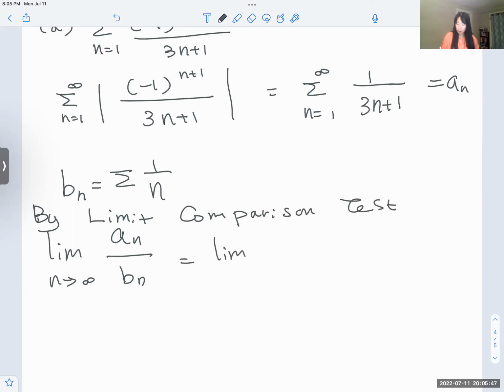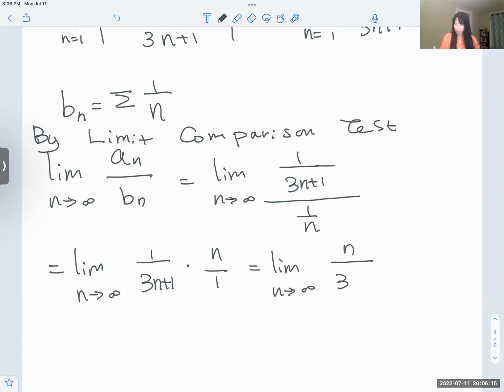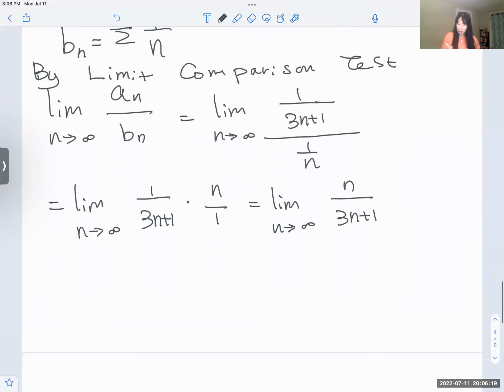Then we have a limit. When n approaches positive infinity, we have 1 over 3n plus 1, all over 1 over n. That is, 1 over 3n plus 1 times n over 1, right? Then this will be n over 3n plus 1. The constant term is very tiny, so we can ignore it. Then we get 1/3.